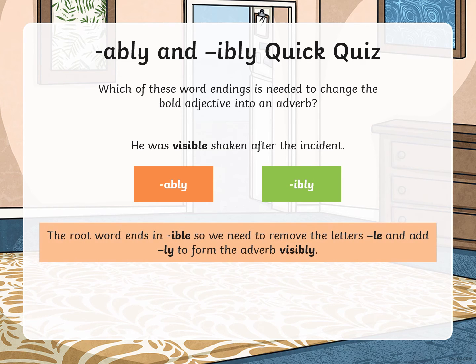And of course, it's the ibly ending. So the root word ends in ible. So we need to remove the letters le and add ly to form the adverb visibly. So he was visibly shaken.